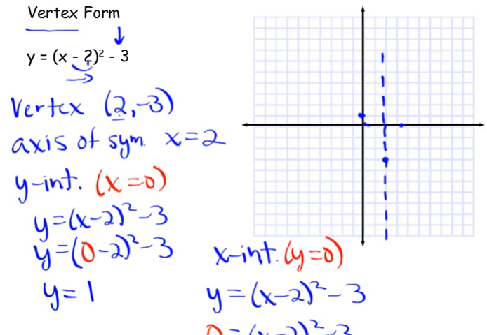We can finish off our graph because we know for this one that a is 1. So it's the same shape as the parent function. So we can start at the vertex and go over 1 and up 1, over 2 and up 4. And that gives us our shape there. And that's all from vertex form. Now, let's talk about standard form.